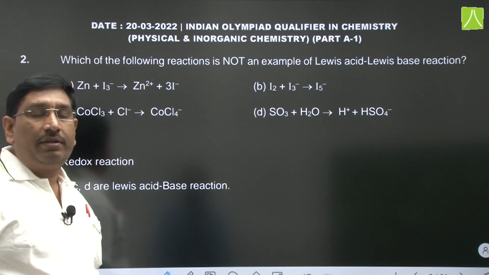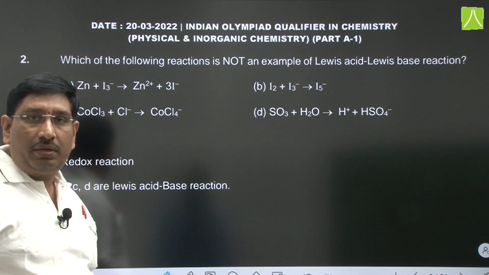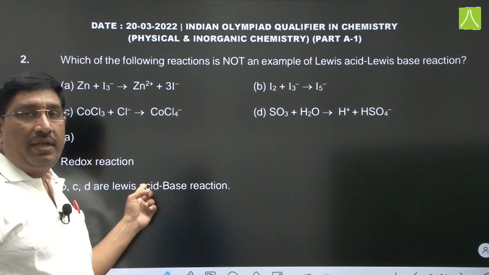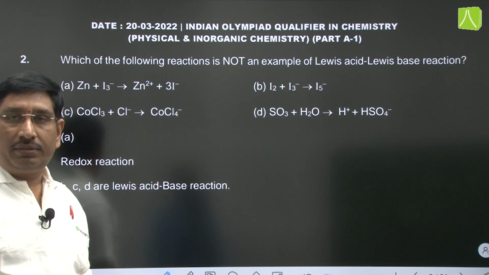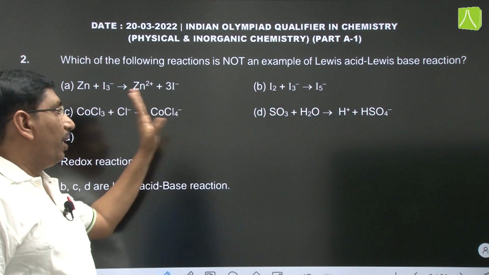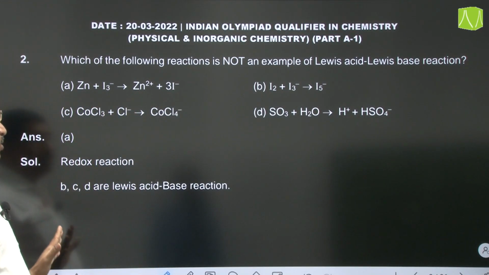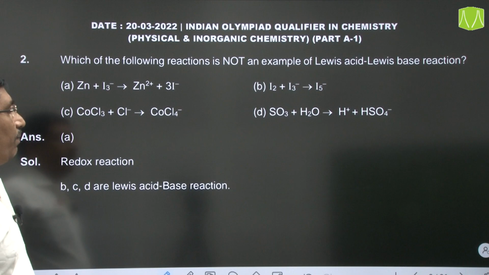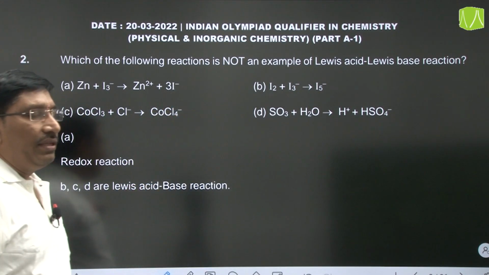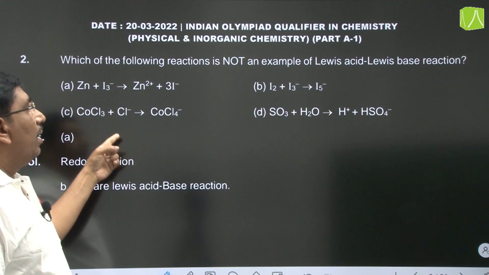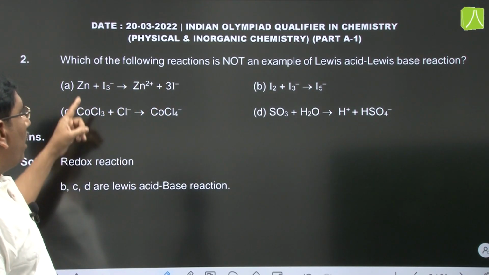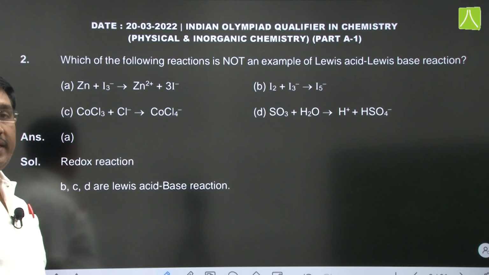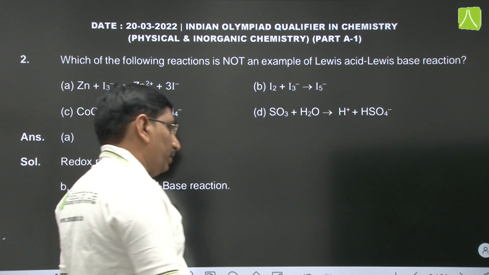A Lewis acid is an electron pair acceptor, and a Lewis base is an electron pair donor. In between these two, the reaction is the formation of a coordination bond. In the given options, a coordination bond is present in B, C and D, and it is asked which is not an example of a Lewis reaction. So the first one is the only one that is not an example of a Lewis acid-base reaction.